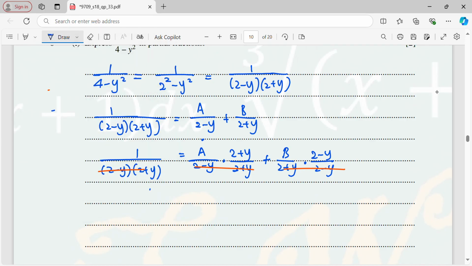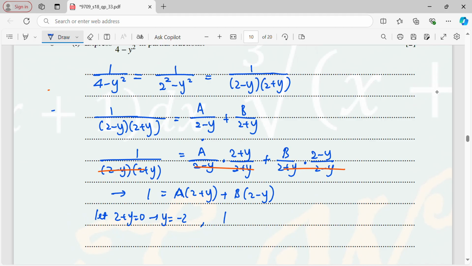So then I will be getting 1 equals to a times 2 plus y plus b times 2 minus y. Okay, so let the factor be 0. So the factor is 2 plus y and 2 minus y. So let 2 plus y equals to 0. That means y equals to minus 2. I'm using the substitution method. But I do not simply substitute the y, but I will just refer to the factors and let the factor be 0. So substitute this y equals to minus 2 into the previous step.